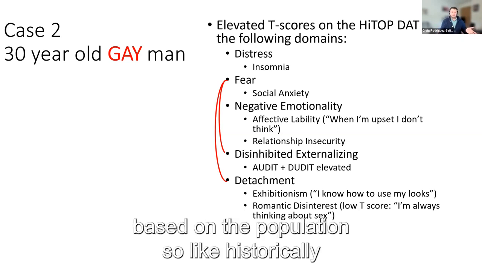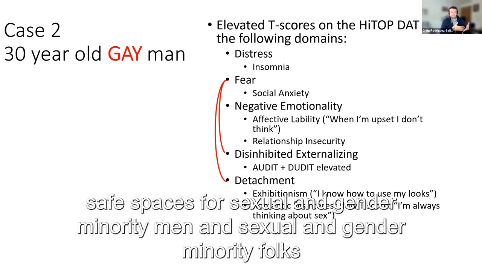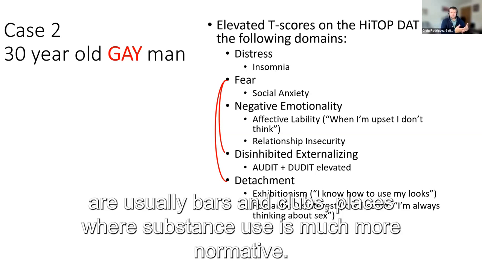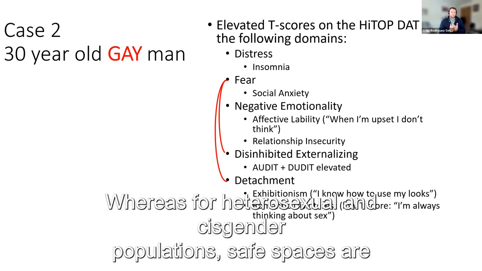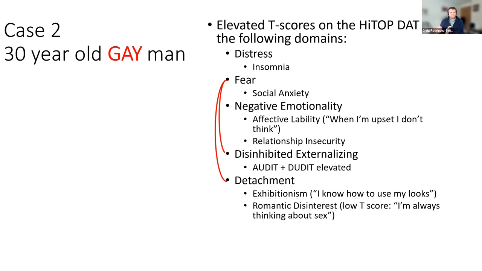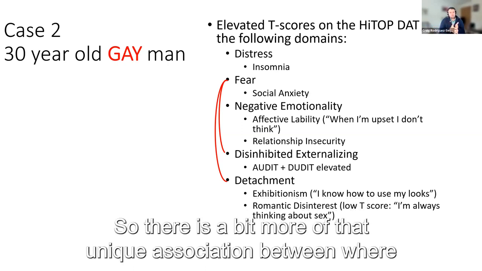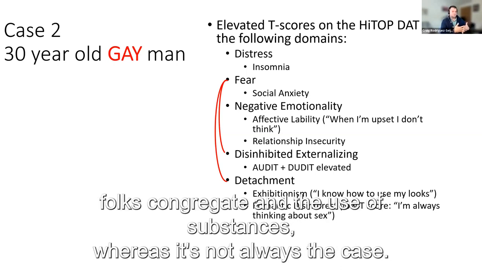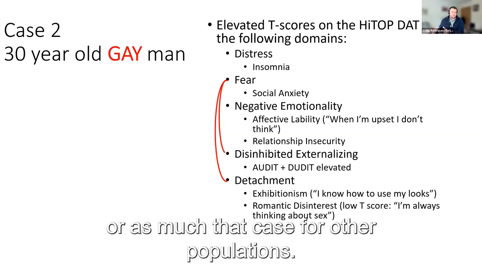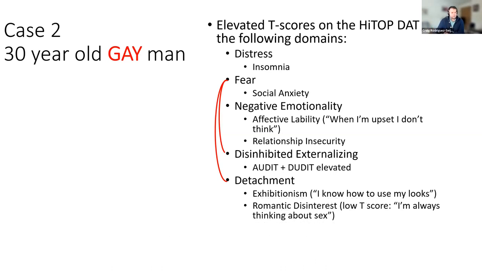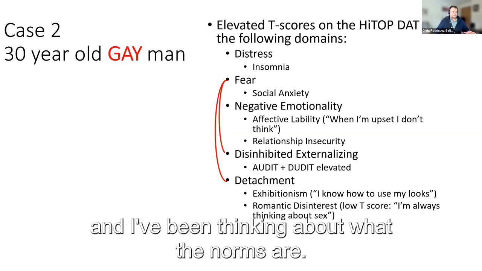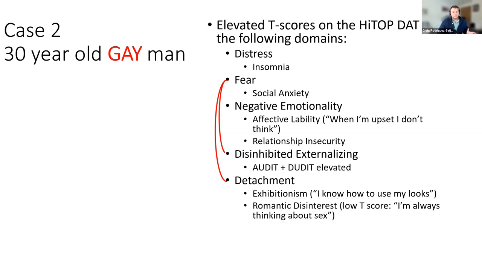So historically, safe spaces for sexual minority men and sexual and gender minority folks are usually bars and clubs, places where substance use is much more normative. Whereas for heterosexual and cisgender populations, safe spaces are everywhere. So there is a bit more of that unique association between where folks congregate and the use of substances, whereas it's not always the case, or not as much the case, for other populations.